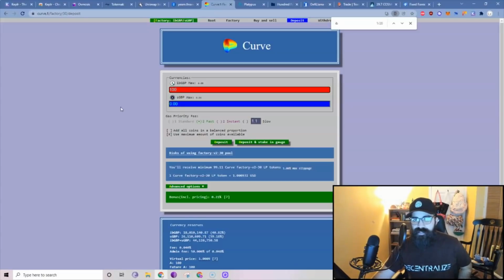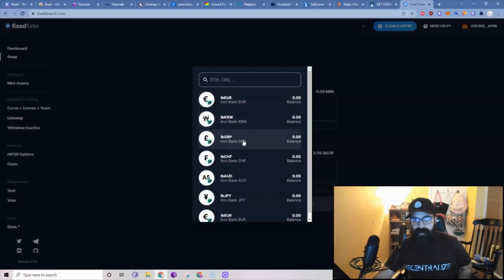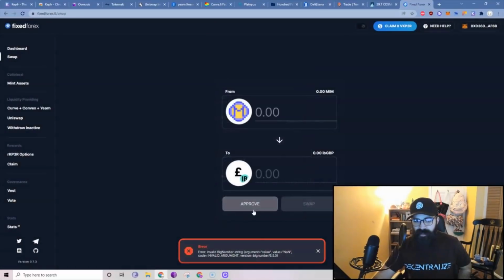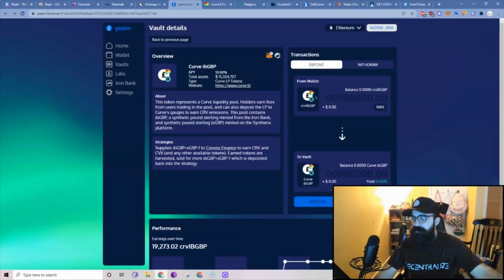So to get this IBGBP, just go over to fixed4x.fi/swap. And then, from my understanding, you can only use MIM, which is mind-blowing. And then find Iron Bank GBP. And there you go. Of course, you have to approve and then swap the amount that you'd like. But then you'll have your IBGBP. You can come over here. You can deposit and stake it in the gauge. And then once you've done that, you can take your receipt token and deposit it here.